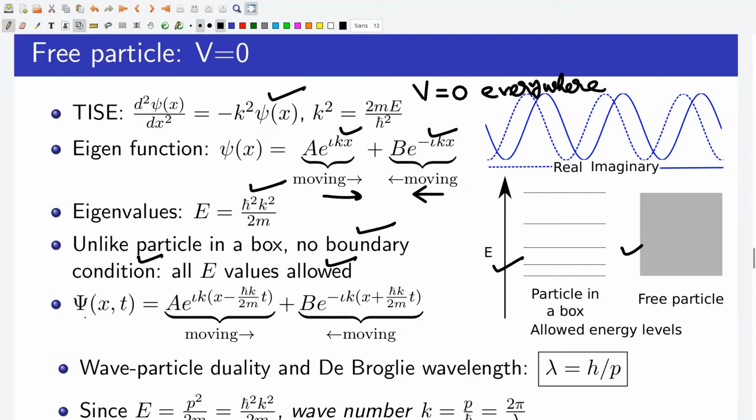And now, once we have the eigenfunctions as well as the eigenvalues, using them we can write down the time dependent wave function like this. And you see the eigenfunctions are now complex, so we can separately plot the real part and the imaginary part as shown here.